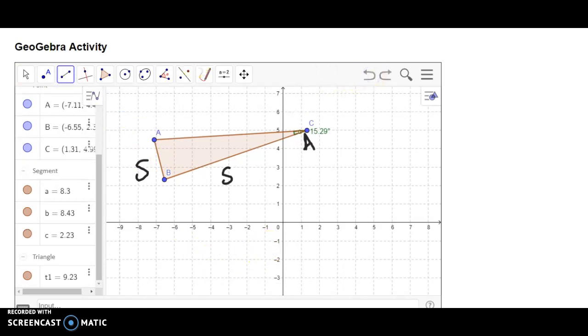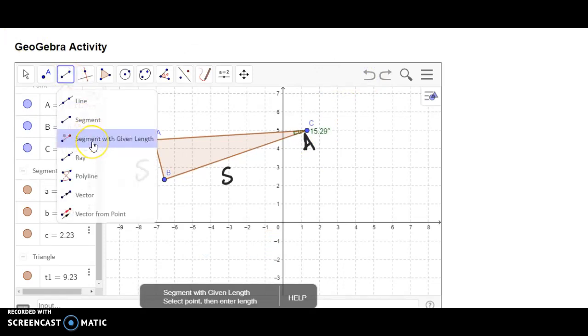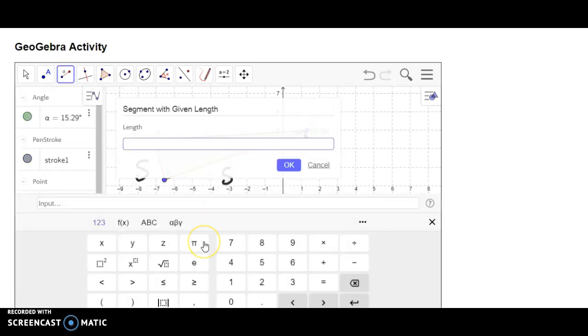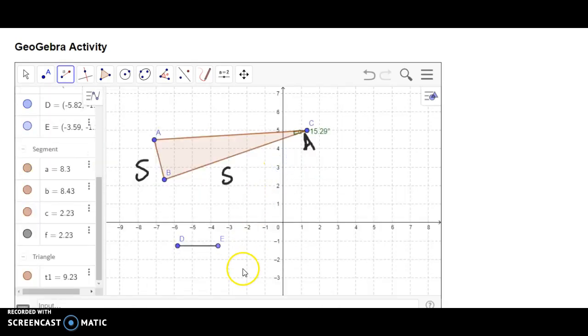Oh, keep making little mistakes. Segment with given length. There we go. It says select point, then enter length. It's going to be 2.23. All right, now we're going to move this around. Now if we can make a triangle out of these pieces of information, including this segment, which is the same length as that, okay, so we're not changing that, then we're going to be able to prove this wrong. So I'm going to put this here, because now it's maintaining the length of this, and it's maintaining the angle. And I'm going to move this, bam, right here.